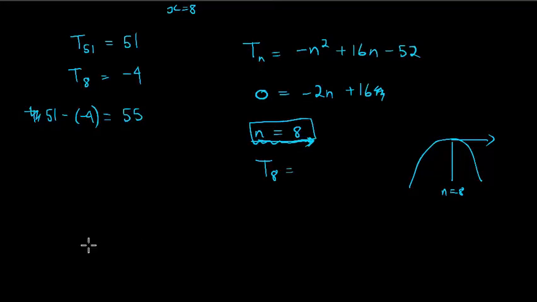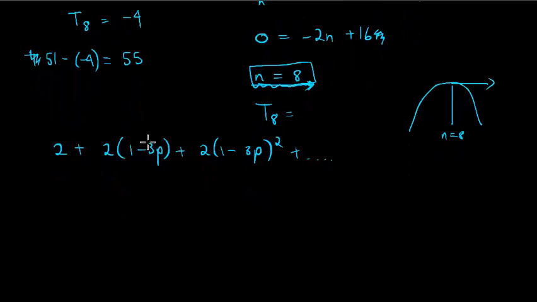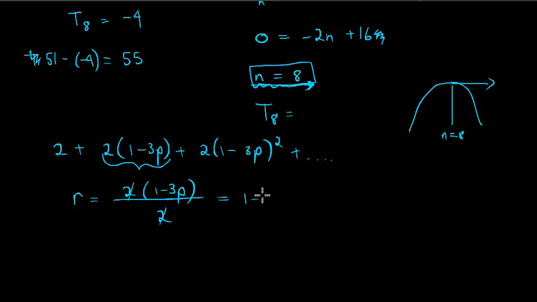so just to show you, 2 plus 2, 1 minus 3p plus 2 times 1 minus 3p squared. They say it's a series, so it's either arithmetic or geometric. Which one? Well, this is obviously geometric, because my terms are being multiplied. And what am I multiplying with? What is my constant ratio? Well, take term 2 and divide with term 1. This is my constant ratio.